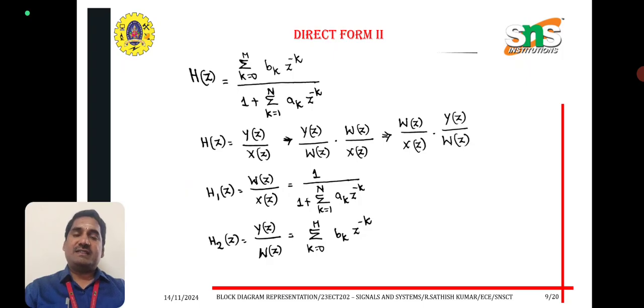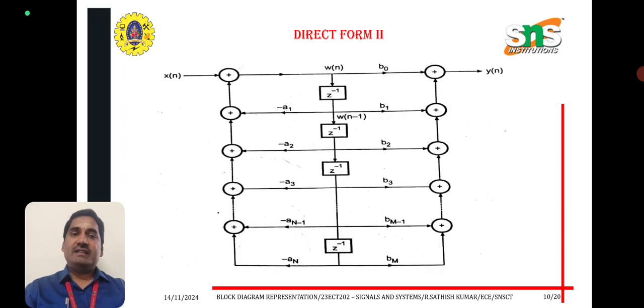Next, H of z for direct form 2: we can take the simple method, y of z divided by x of z is equal to y of z divided by w of z into w of z divided by x of z. Next, this is the basic direct form 2 structure, which can be given. We can take z inverse as common in the direct form 2.